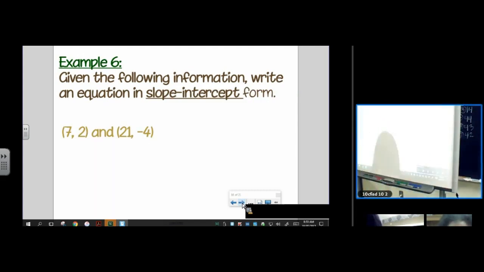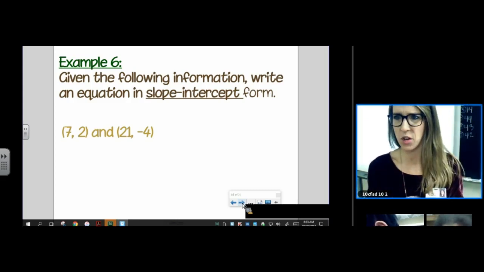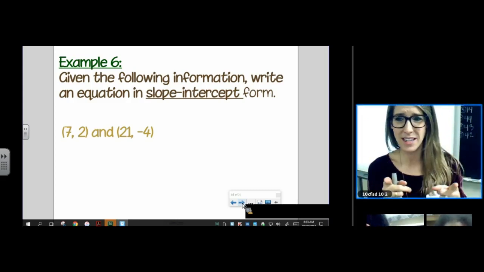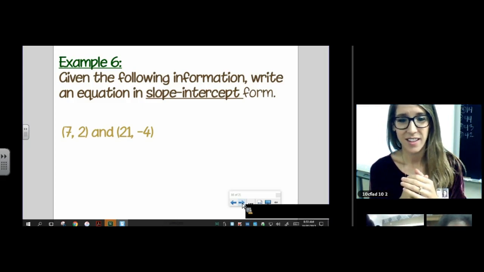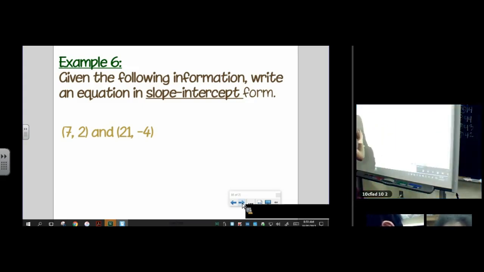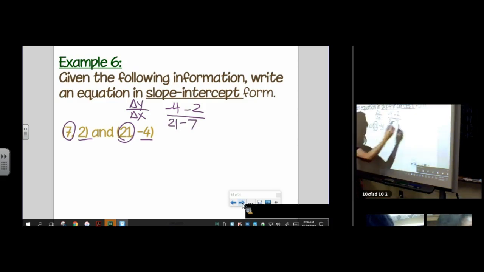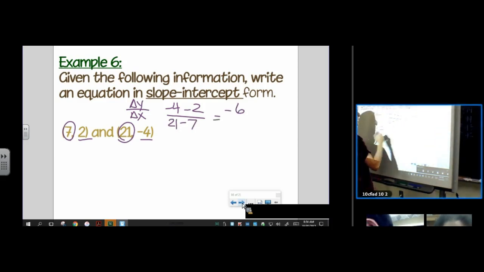Okay, given the following information, write an equation in slope-intercept form. This one's a little different. They didn't give us a point and a slope. They just gave us 2 points. So what do we need to do first? We need to find a slope. Good thing we had a lesson on slope last week. I'm going to circle my x's and underline my y's. We know slope is delta y divided by delta x. So I'm going to do y minus y divided by x minus x. I'm going to do -6 divided by, Miss Tanton can do mental math in her head.